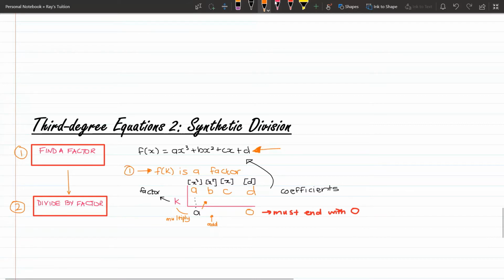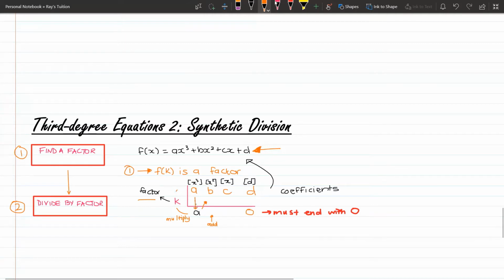term. Now, please note that if there is no coefficient of x squared or x cubed, do not skip it out, but put a 0. It's quite important. Then over here, we're putting the factor that we are dividing by. So if k is a factor, then we're going to divide by k. The first step is to bring down whatever that a value is, and that's a.